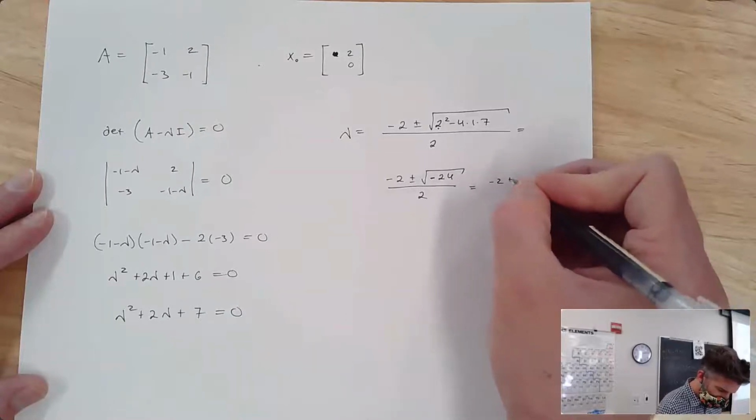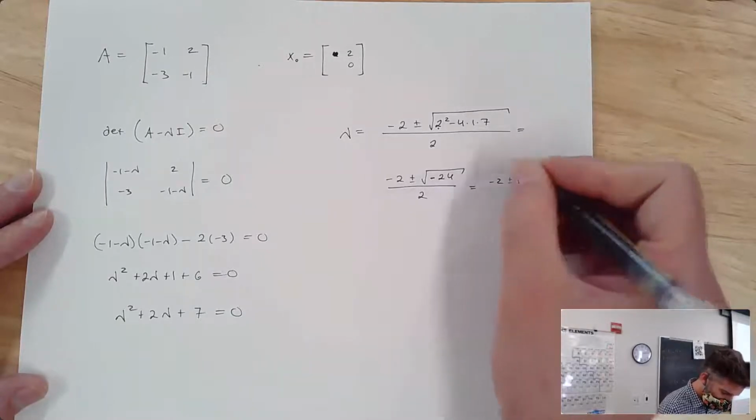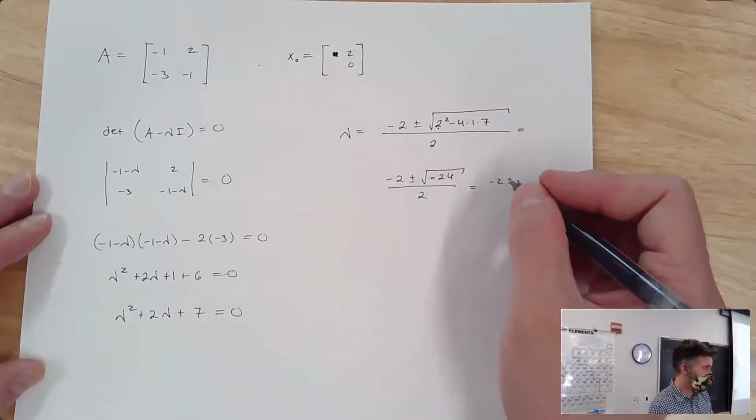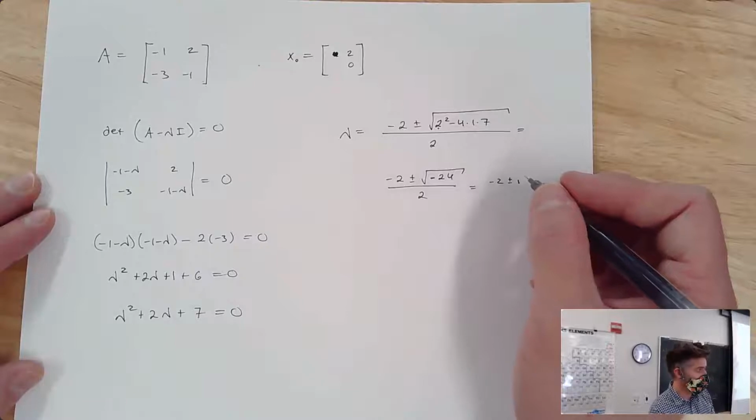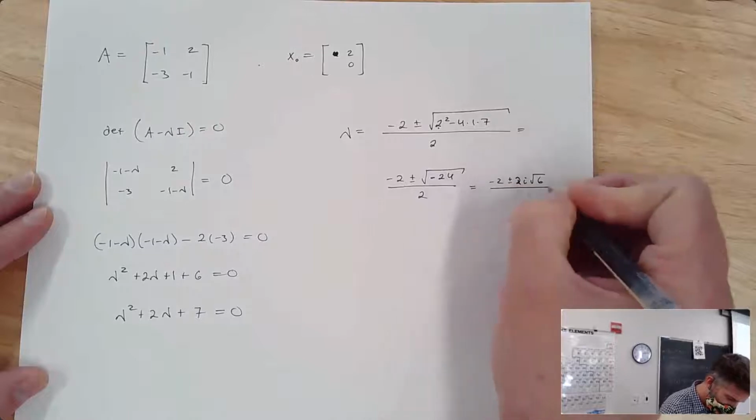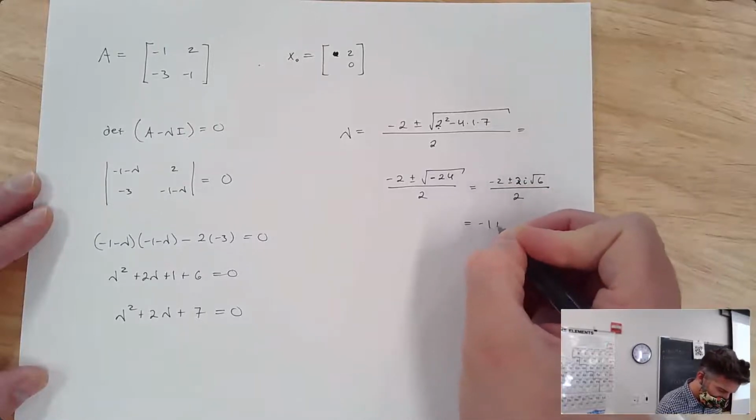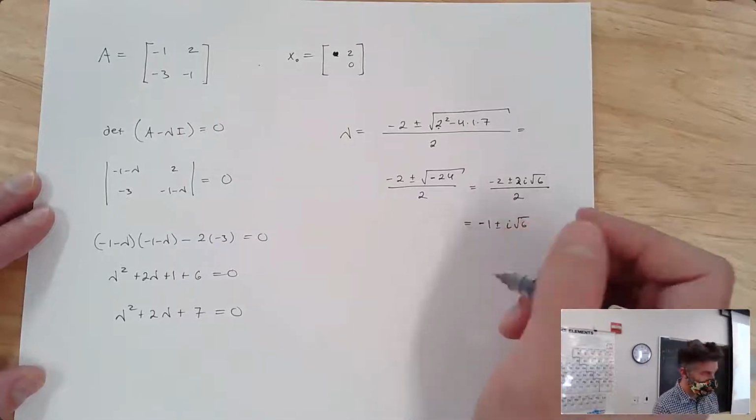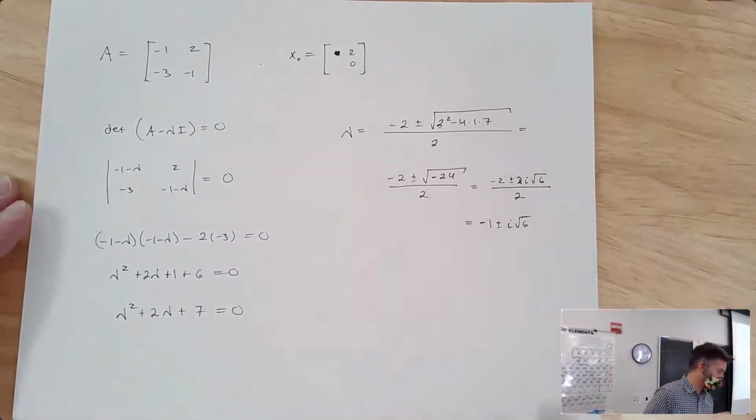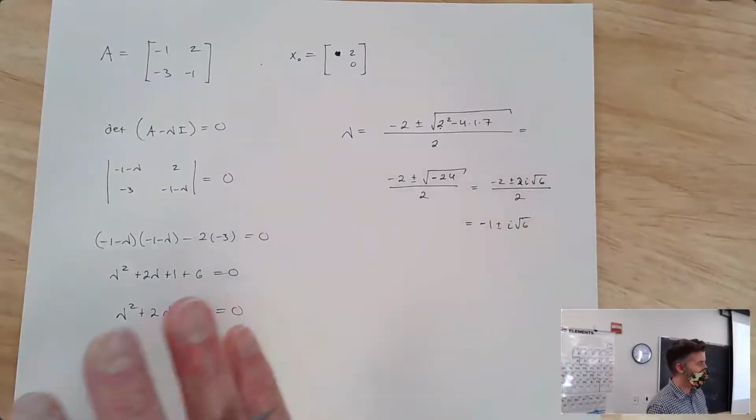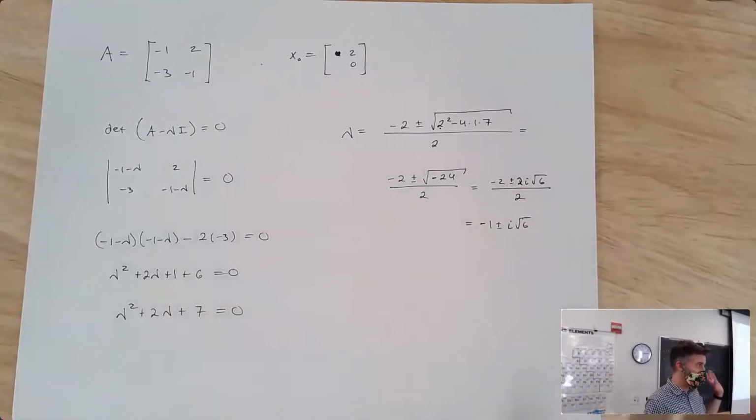I feel like we might have done this particular one before. Square root of negative 24 is i root 24, but 24 is 4 times 6. So the square root of 4 is 2, so it's going to be 2i root 6. And then that ends up being negative 1 plus or minus i root 6. And I am fairly confident we actually did this example before. I might have accidentally picked the same one from the book, although it's possible I just made up one that had the same roots.